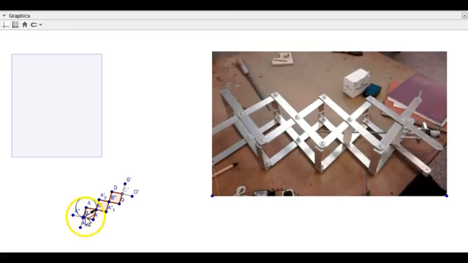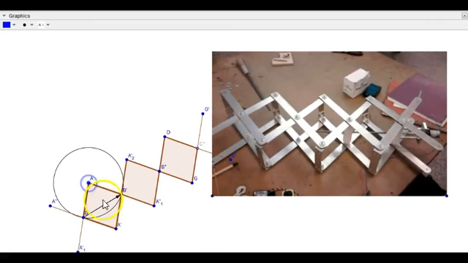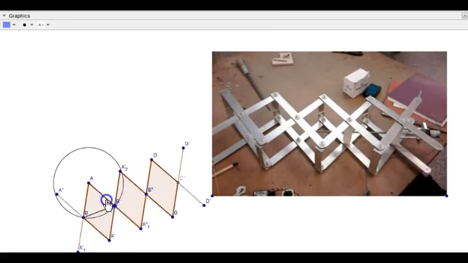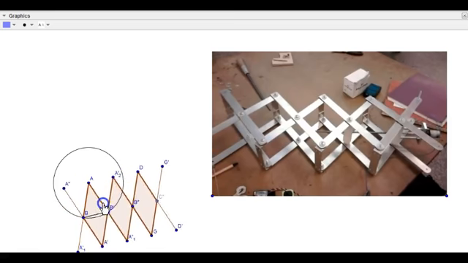So here's an example of this scissor lift kind of idea, right?